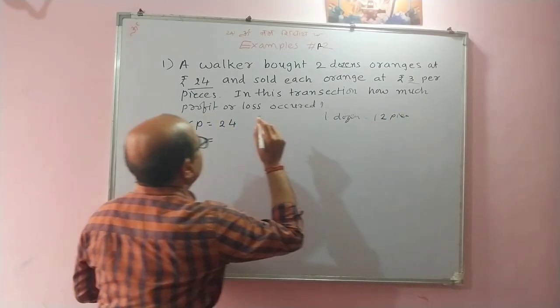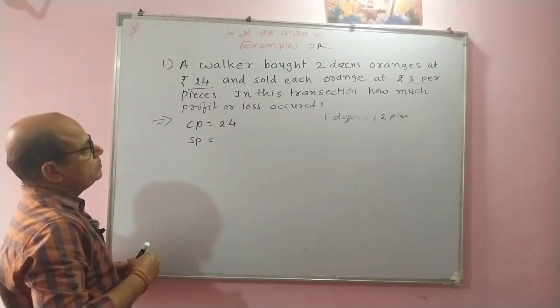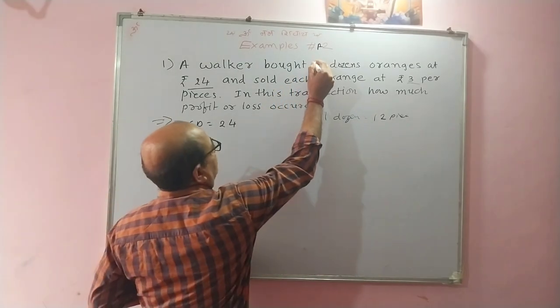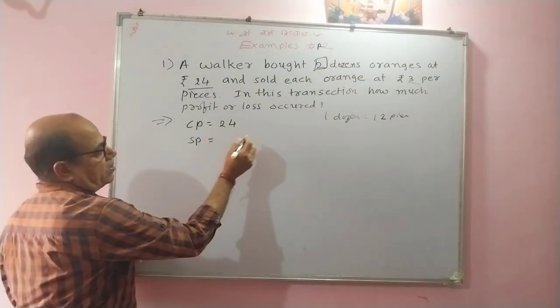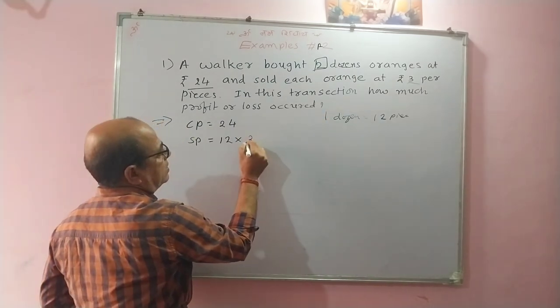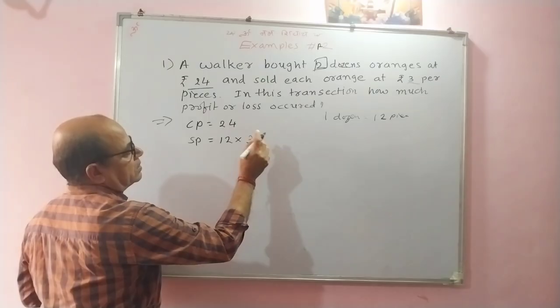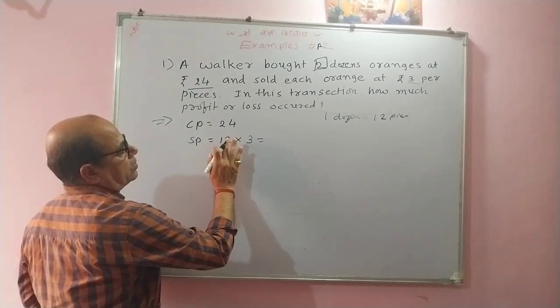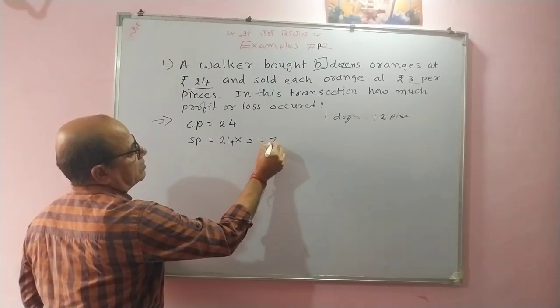Now here, 24 means, how many dozens here? 2 dozen. 2 dozen means 24 pieces, so 24 into how many rupees per piece? 3. So that is called how much? 24 into 3, not 12 into 3. 24 into 3 is 72.